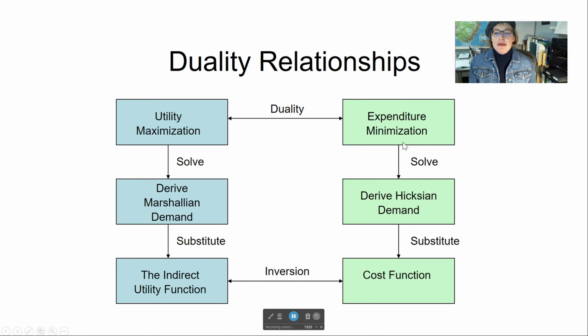Likewise, what we've just gone through in this last section of this podcast is the expenditure function minimization. When we solve that, we are able to derive the Hicksian demand curves. And then once we have those Hicksian demand curves, we substitute those back into our original expenditure function to develop what we have as the cost function. Now, this can be inverted to derive the indirect utility function, and get ready for the next slide.